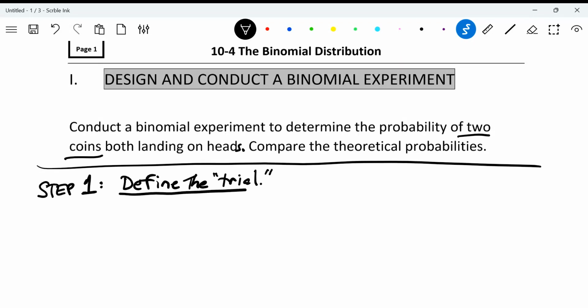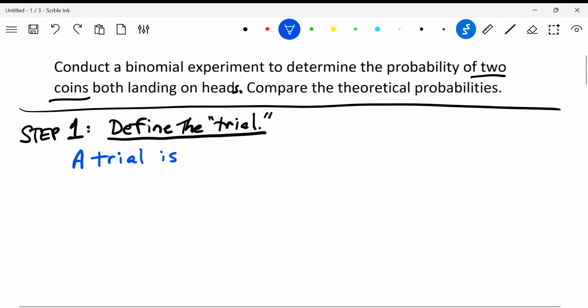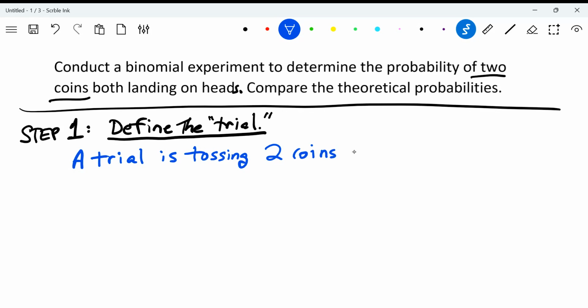In this case, the word trial means the actual thing you're going to do, or the set of things that you're going to do a certain number of times. And here's what it is. A trial is tossing two coins 20 times.